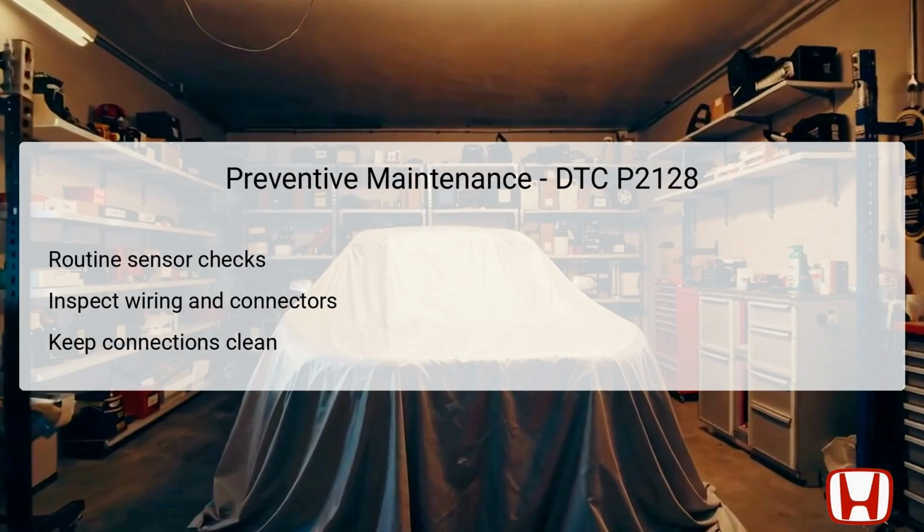Implementing preventive maintenance can significantly reduce the likelihood of experiencing DTC P2128 in the future. Begin by scheduling routine inspections of the APP sensor and associated wiring and connectors. Regular checks will help ensure that contaminants, corrosion, or wear are identified before they lead to electrical issues.